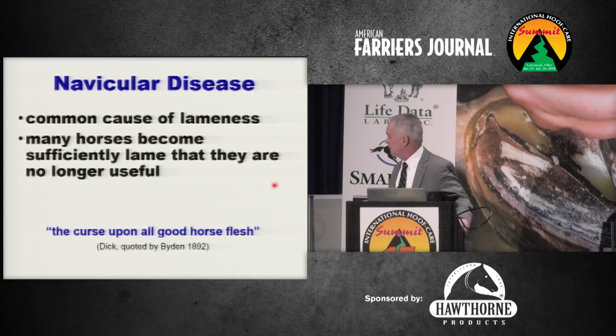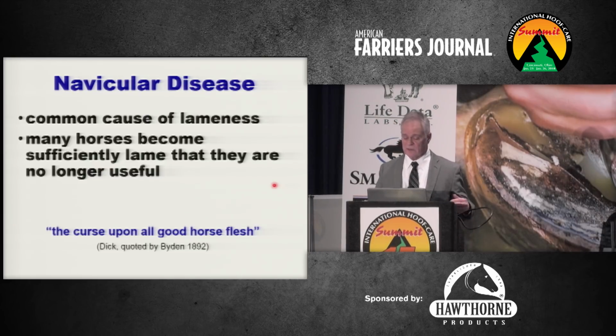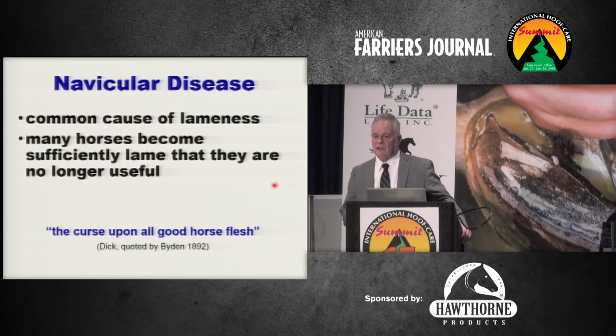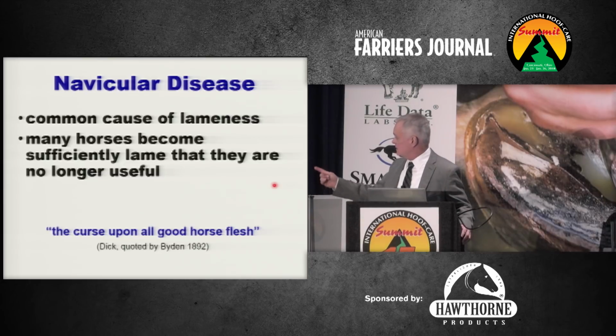Navicular disease has been recognized as a common cause of forelimb lameness in horses for probably 300 years. In one study, it was estimated to be the cause of a third of the lamenesses in pleasure or riding horses. Again, in my time as a veterinarian, navicular disease and laminitis are by far and away the two biggest lameness issues we deal with in the adult pleasure horse.